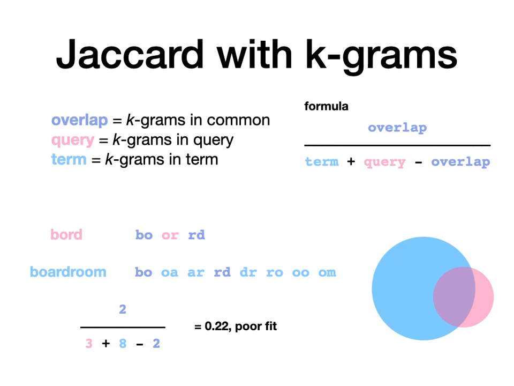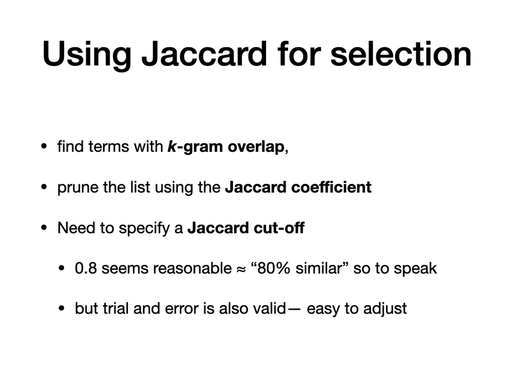How do we decide that it's a poor fit? Well, we would set some kind of cutoff to say, hey, these need to be at least like 80% similar for these things to kind of feel right. So that's how we use this. We find terms with the k-gram overlap, with some simple cutoffs. Like I only want a few terms. I only want terms that have a minimum number of k-grams in common. And then I'll go through with the Jaccard coefficient and prune that list down to an even better set.